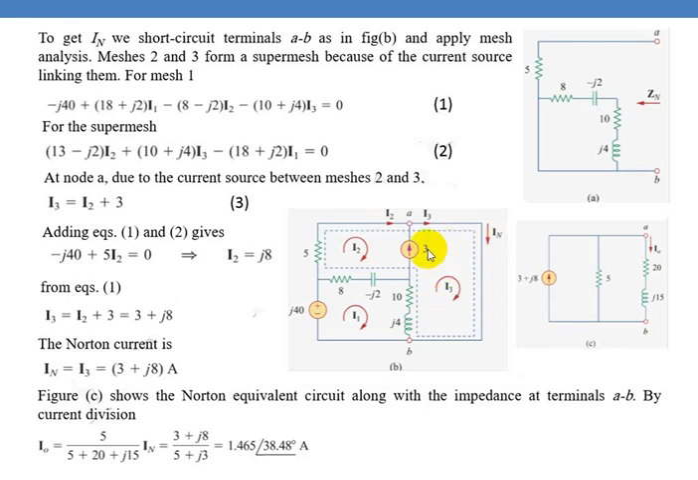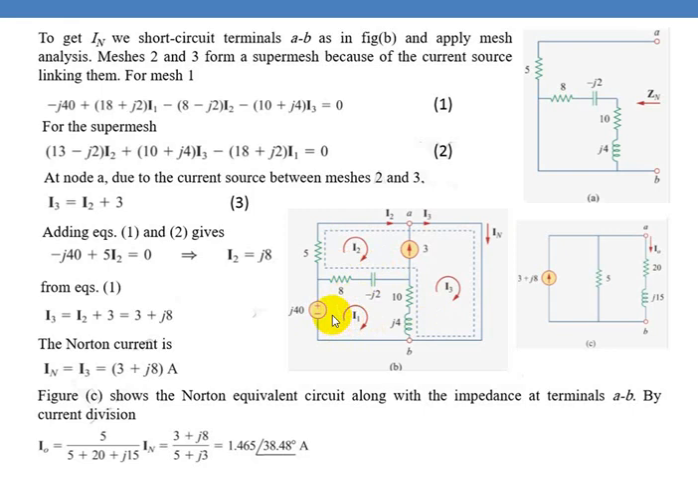So here, since this current source is common between mesh 2 and mesh 3, we have to form a super mesh involving these two meshes. So this super mesh is shown here. Now we have to write the equations. For mesh 1, the equation will be, you travel like this, current directions are assumed here in the clockwise direction.